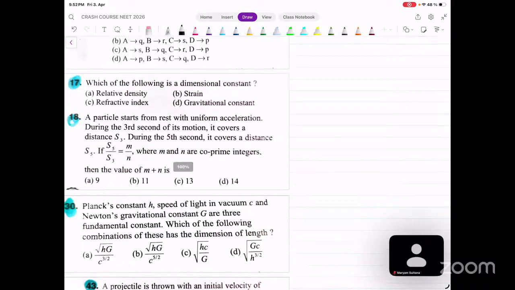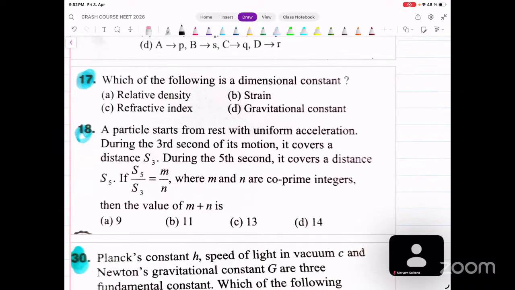17th वन का आंसर बताइए बेटा जल्दी कोई. Which of the following is a dimensional constant? स्ट्रेन तो डायमेंशन लेस है बेटा. ग्रेविटेशनल कांस्टेंट इज अ डायमेंशनल वन बेटा. रिलेटिव डेंसिटी को नो डायमेंशन. This is also no dimension and this is also no dimension. Only gravitational constant is having the dimensions of this one.